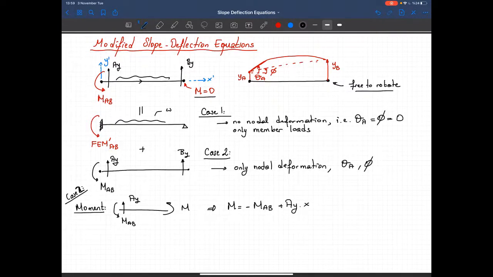But now I use a different boundary condition. I'm saying that at x is equal to L, moment is equal to 0. So this gives me AY as equal to MAB divided by L. And my moment equation is now free of the shear force, and that's equal to minus MAB plus MAB times x over L.